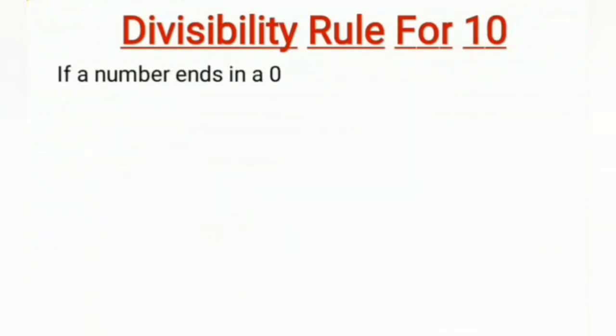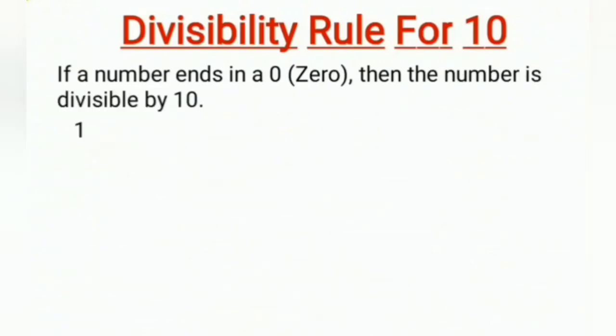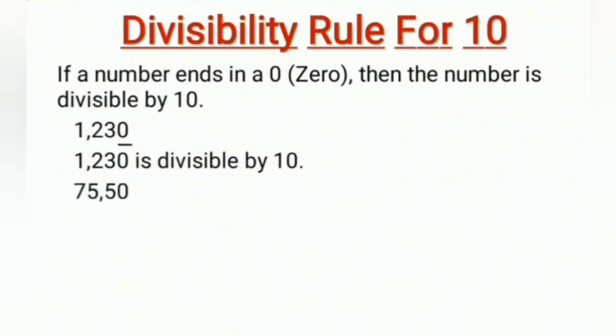Divisibility rule for 10. If a number ends in 0, then it is divisible by 10. Let's see example 1230. 1230 ends in 0, so it is divisible by 10. Another example is 75,500. It also ends in 0, so 75,500 is divisible by 10.